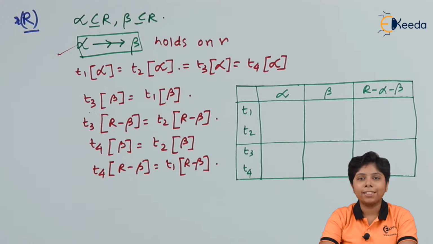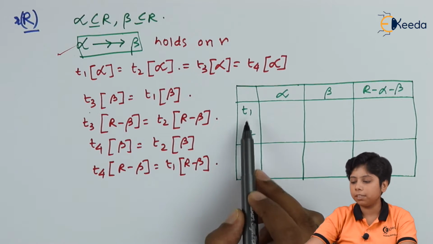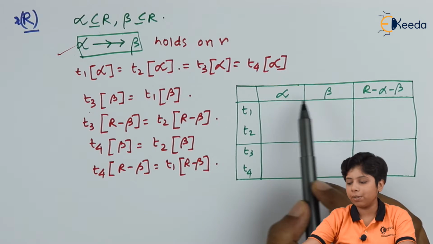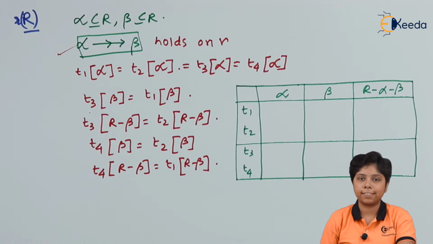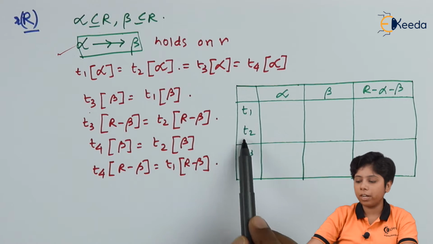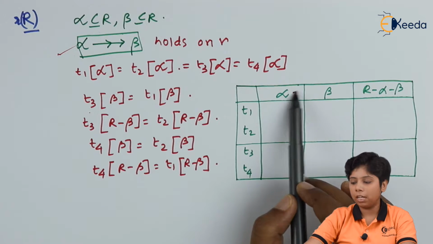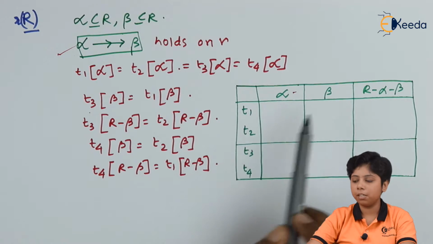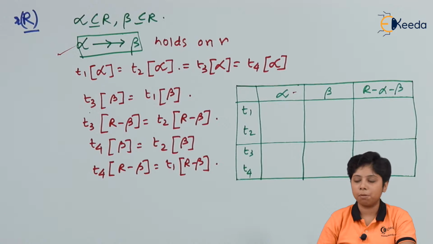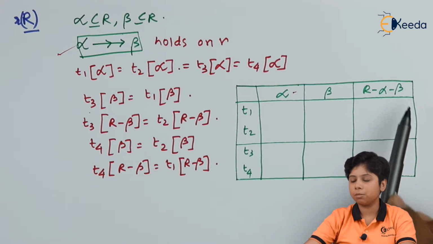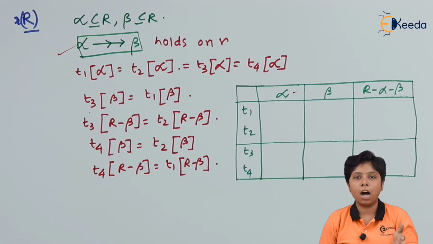Now, if we look at the tabular form, then we can see that we have got the tuples on the y-axis as well as the attributes on the x-axis. So the tuples t1 and t2 are the formula for consideration, and t3 and t4 are generated. Now we have got alpha, that is the defining variable, beta, that is the dependent variable, and R minus alpha minus beta, that means the R which consists of all the attributes other than alpha and beta.